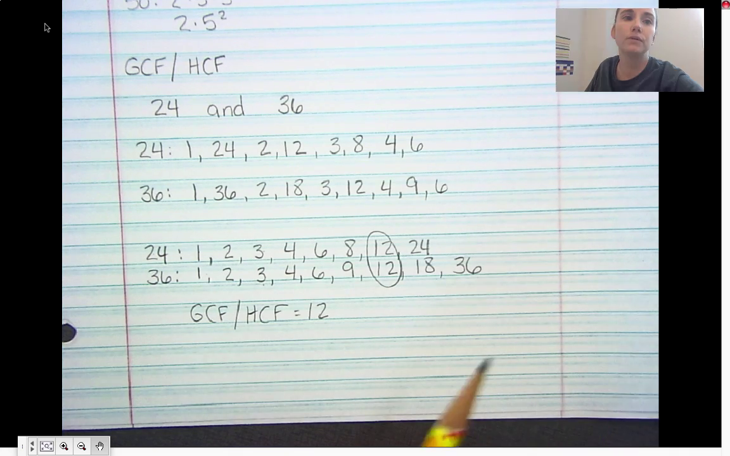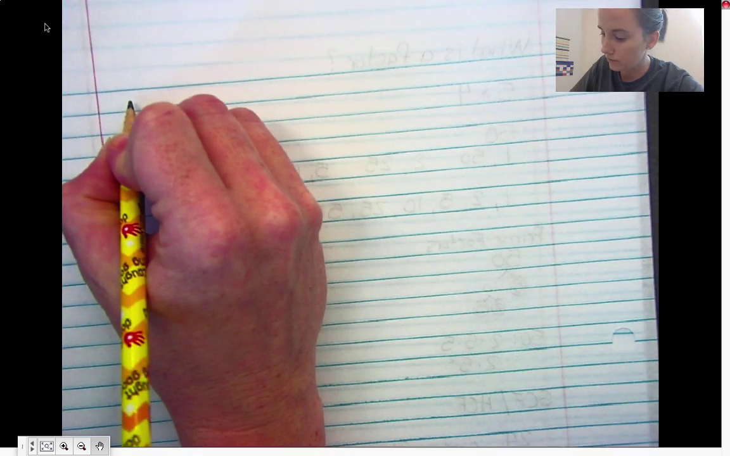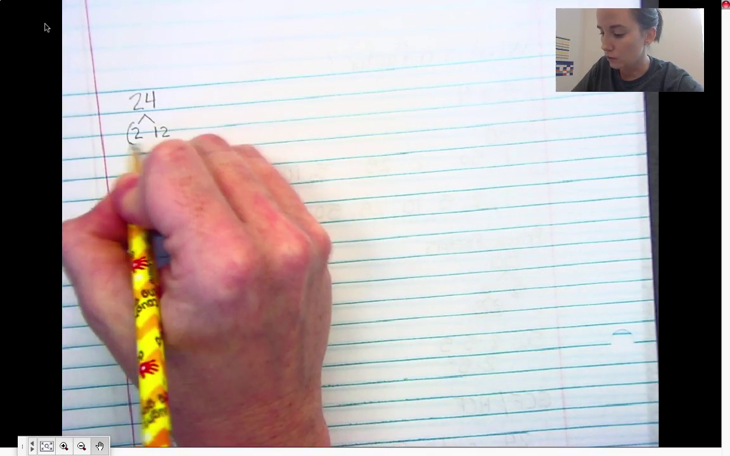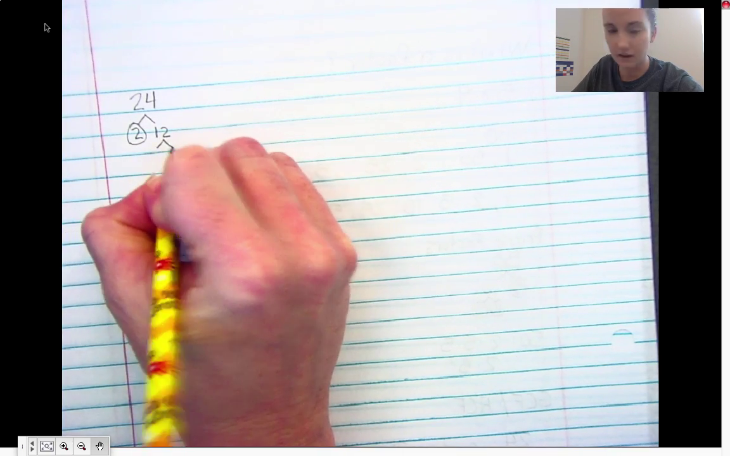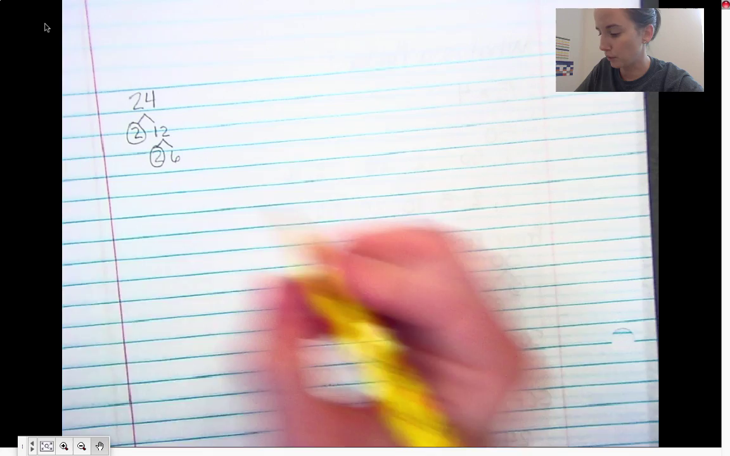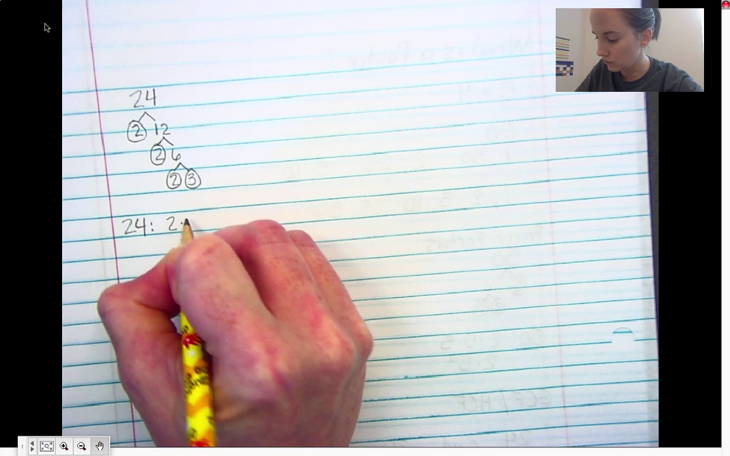If you choose to do it by prime factorization, it would look like this. For 24, we would break it down. Let's say 2 times 12. You may choose something different. 2 is prime, and so I'll continue breaking down the 12. 2 times 6. 2 is prime. 6 can be broken down further. 2 times 3. Those are both prime. So for 24, the prime factorization is 2 times 2 times 2 times 3.